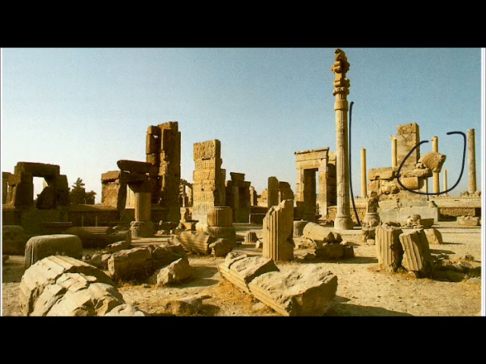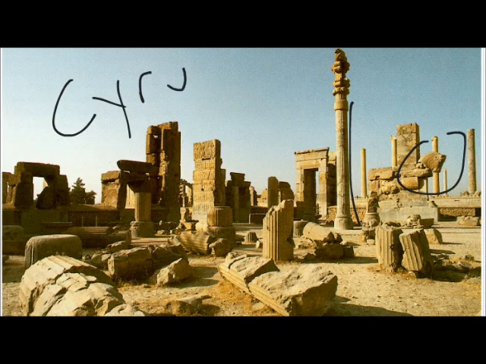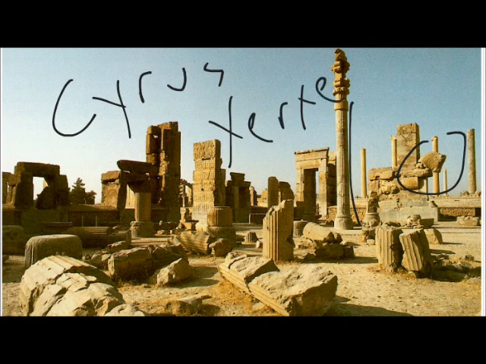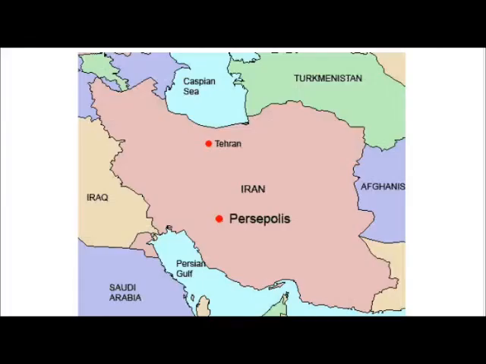Part of this was a palace, and it was started by Cyrus the Great, and then finished by Xerxes, both of whom we'll talk about in a bit. Now, Persepolis is found right here in Persia. This is modern-day Iran, so quite a distance from the current capital of Tehran.